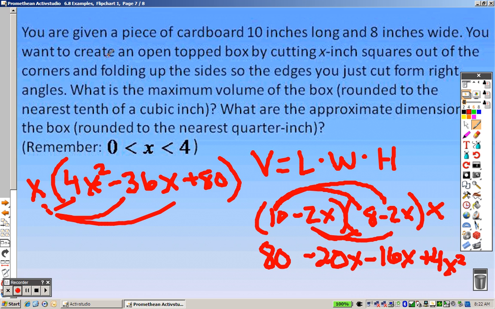And I'm just going to rewrite this up here. So I end up getting 4x cubed minus 36x squared plus 80x. That's what I end up having. So that's what you need to graph. So I want you to go in your graphing calculator and type in 4x caret 3 minus 36x squared plus 80x and press graph.